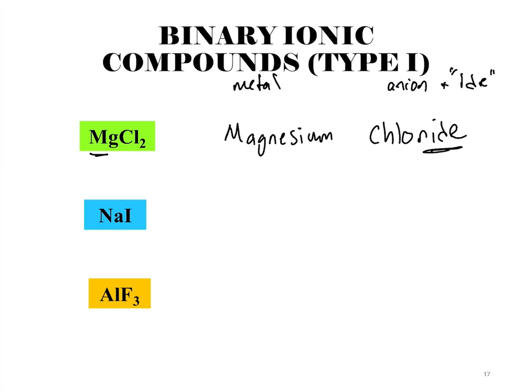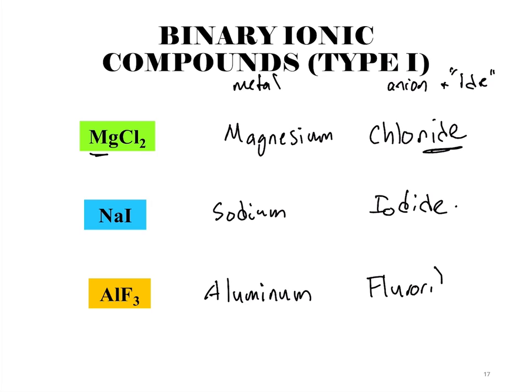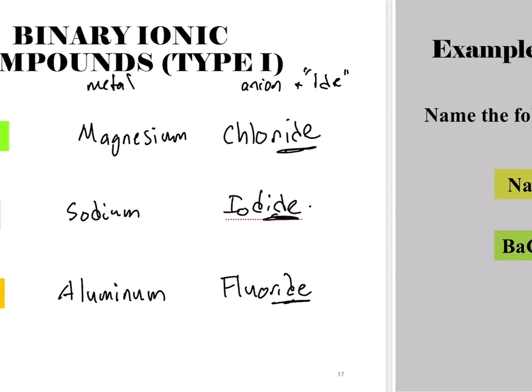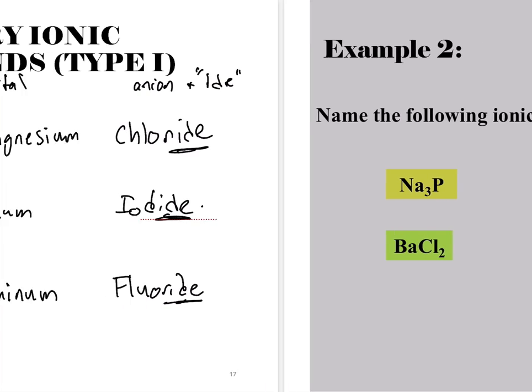What about the next element? Sodium iodide. I is iodine. Iodine becomes iodide. And what about the last one? Aluminum fluoride. Oops, sorry.